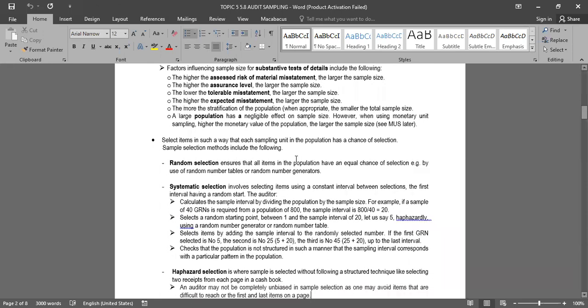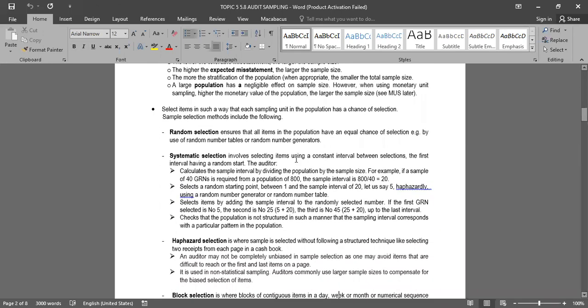Then we go to techniques of how we can sample. Under statistical methods, we have mainly two, but there are two others as well. One is random selection. Random selection, as you're aware, is where you just pick randomly. There's no form of bias; there's absence of bias in you coming up with an item. That's what they call random sampling. It ensures that all items in the population have an equal chance of selection.